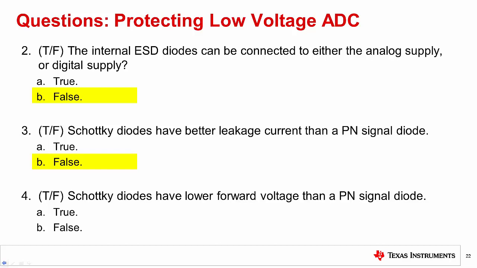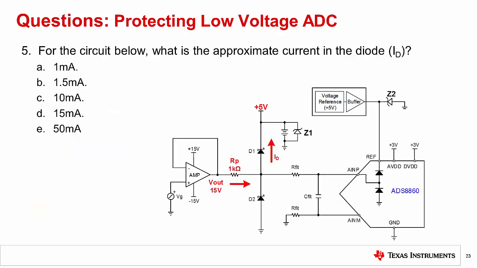Question 4. True/false. Schottky diodes have a lower forward voltage than a p-i-n signal diode. The correct answer is A. True. The forward voltage for a Schottky diode is typically 0.3 volts, whereas the drop for a p-i-n junction diode is about 0.7 volts.